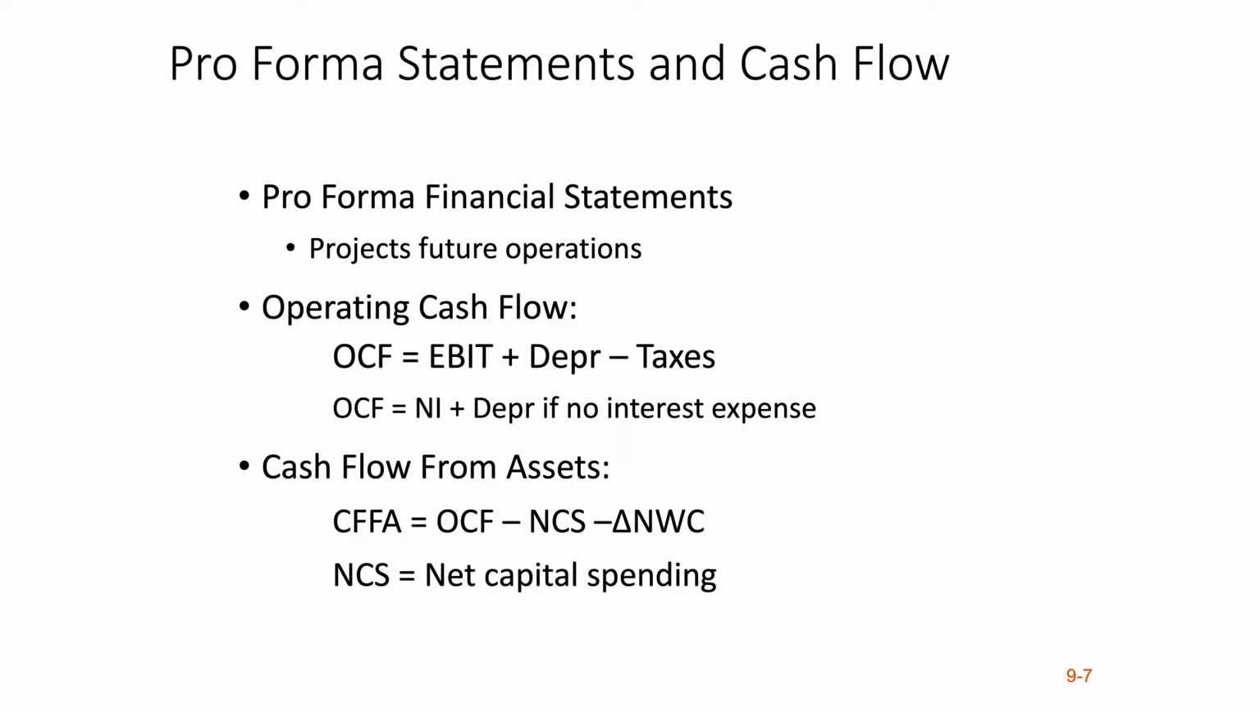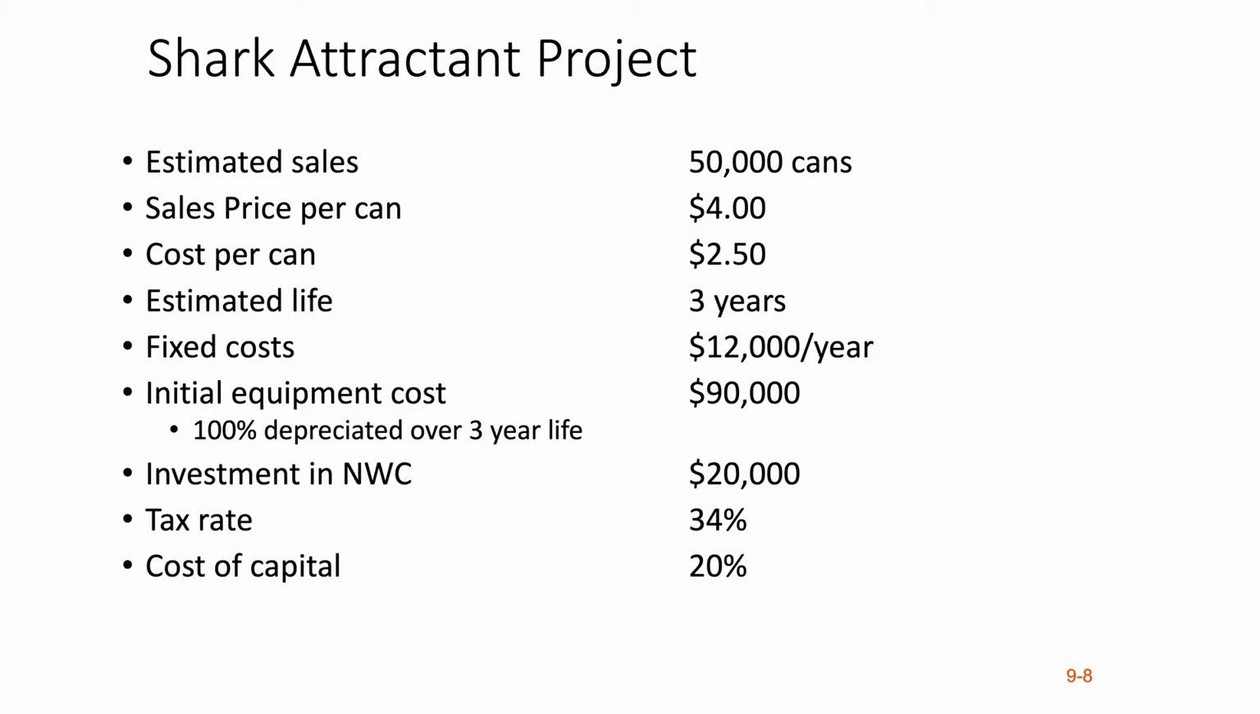Now let's look at one project, a simple project. Let's see what the capital budgeting will look like. This project is called a shark attractant. It's something to attract sharks. You go fishing, right? Those are cans, probably cans full of sardines or something.